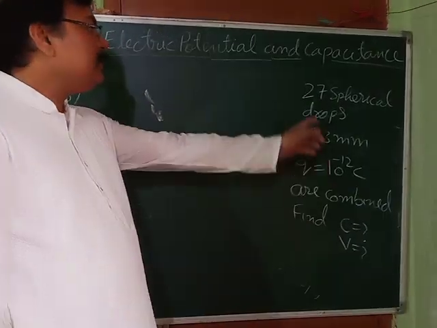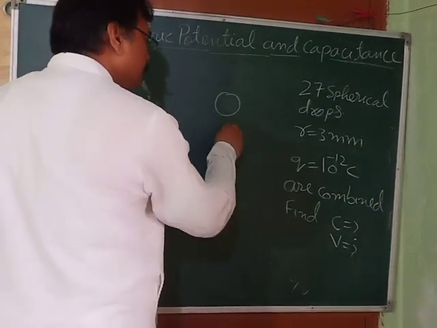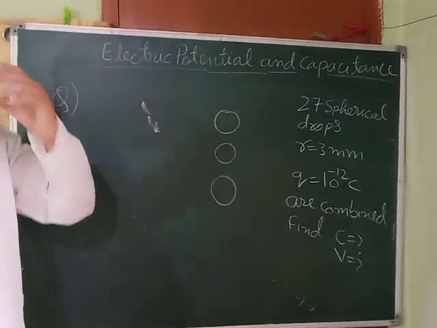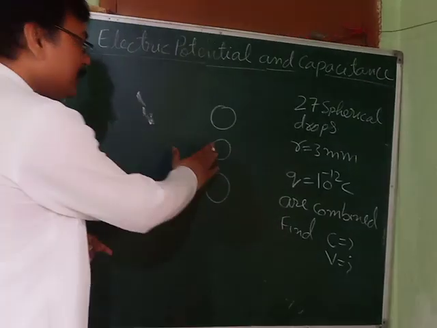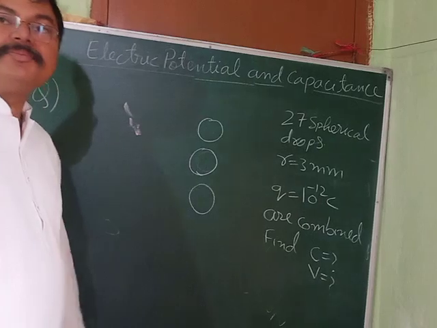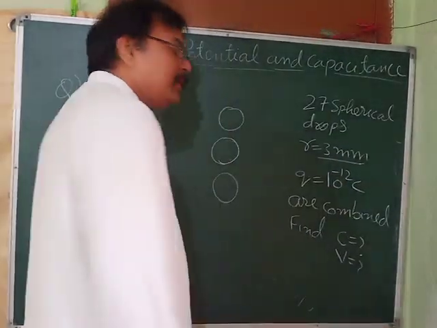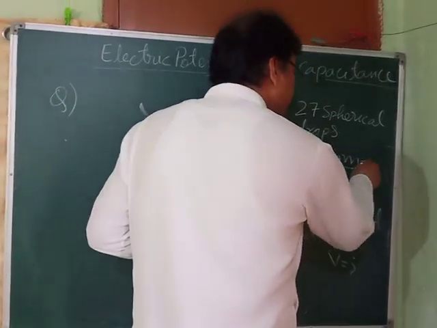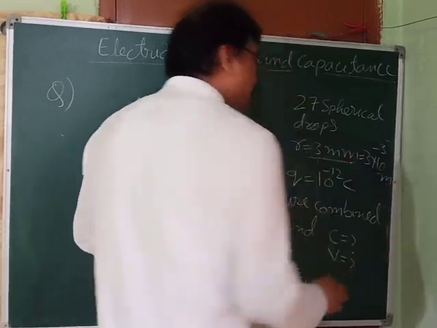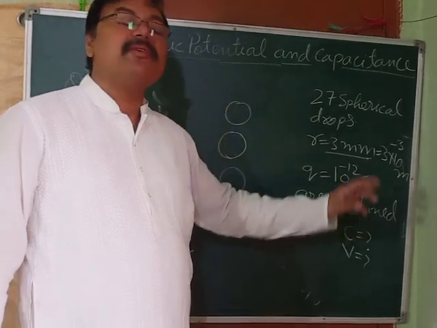See, there are 27 spherical drops. Okay, 27 drops are there. Like this, identical drops are there. This appears to be different, but it's not like that. They are identical drops. Now their radius is how much? It is 3 mm. Each has radius 3 mm. That means 3 into 10 to the power minus 3 meter. Clear? Now the charge on each drop is how much? 10 to the power minus 12 coulomb.